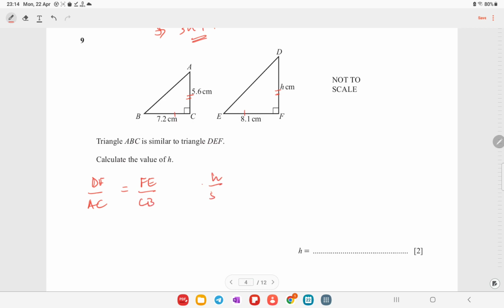So I can easily write it down: h upon 5.6 equals 8.1 divided by 7.2. You cross multiply and you will get the value of h, which is 8.1 upon 7.2 times 5.6, and this is going to be 6.3 centimeters. Don't forget the units.